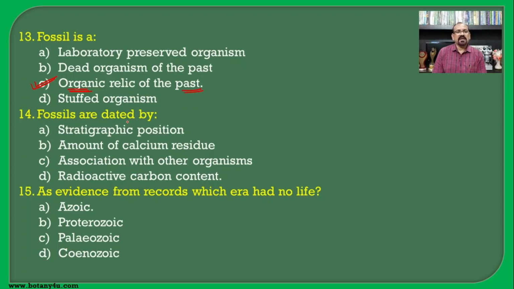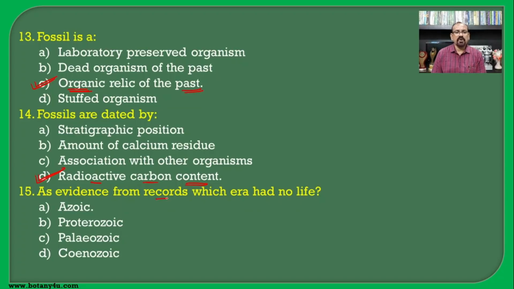Then, fossils are dated by... how can the age of fossils be found out or calculated? The radioactive carbon content is the correct method used for the dating of fossils, and hence D is the correct answer.